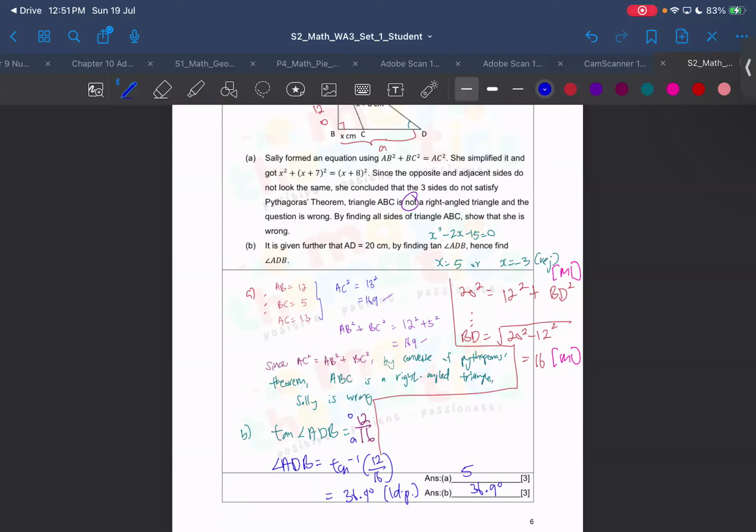Okay, then for part A, final answer you can put 5, 12, 13 cm. Okay, again 6 marks this question.